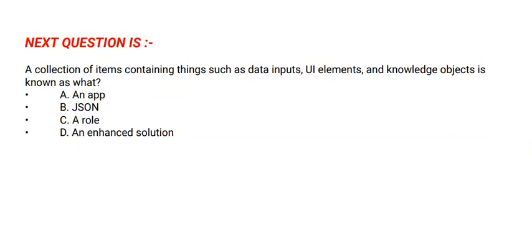The correct option is option A. Next question is, a collection of items containing things such as data inputs, UI elements, and knowledge objects is known as what? Options are option A, an app, option B, JSON, option C, a role, and option D, an enhanced solution. The correct option is option A.